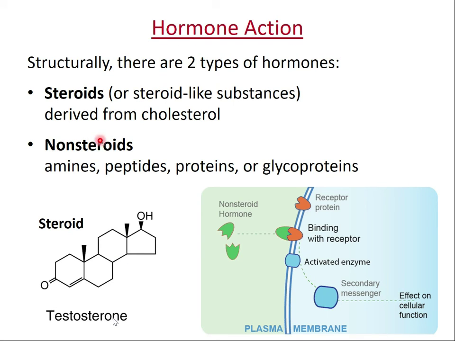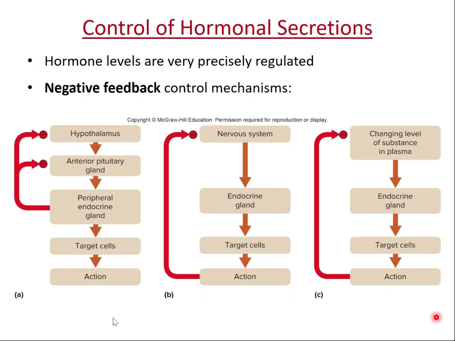There were 2 different types of hormones, steroids and non-steroids. We discussed how steroids function. They can travel through the cell membrane. Non-steroids cannot travel through the cell membrane. Therefore, they will activate receptors that will then carry out the function within the cells. Here, the main idea is to know that hormonal secretions are controlled by negative feedback mechanisms.